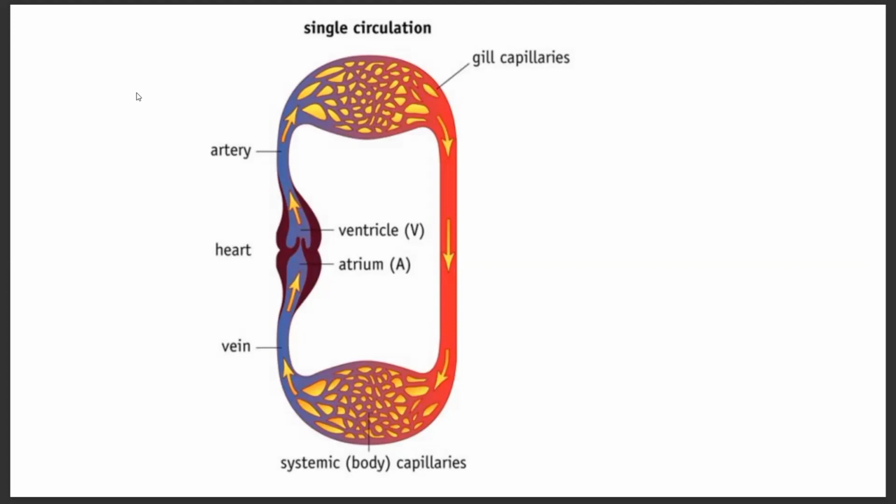In a complete circulation throughout the body, blood passes through the heart only once. That is the definition of single circulation.